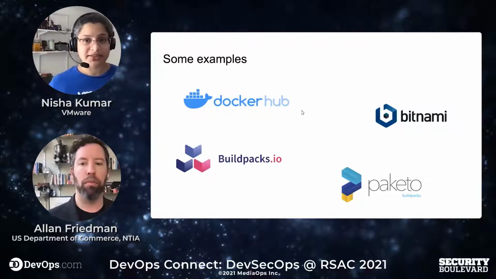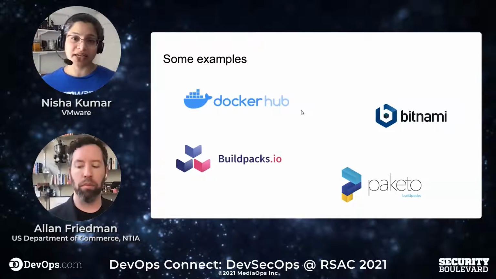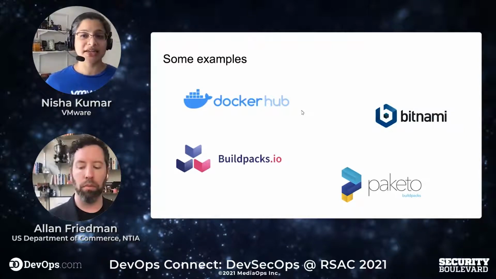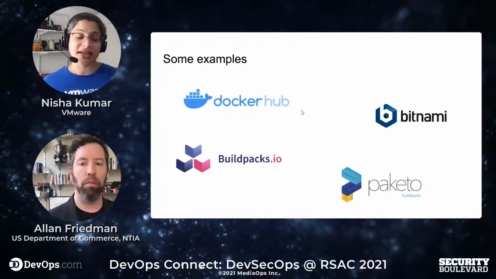Cloud native build packs and their Go implementation, which is Paketo build packs, use the build pack specification to maintain a separation between the system and app dependencies. And this allows you to update the layers independently, which is pretty cool. You can get an SBOM for these kind of containers using the pack command line tool.